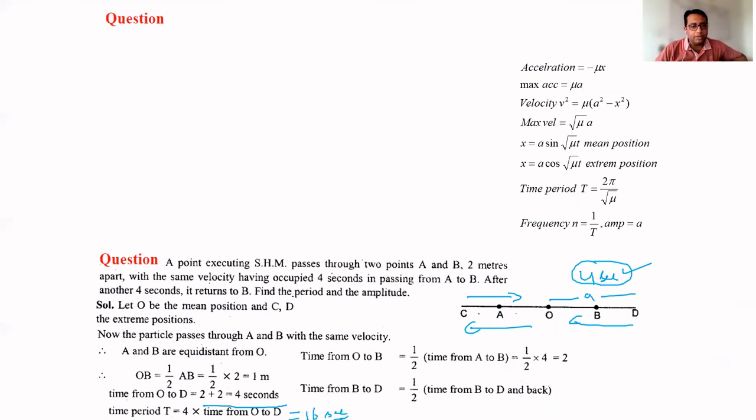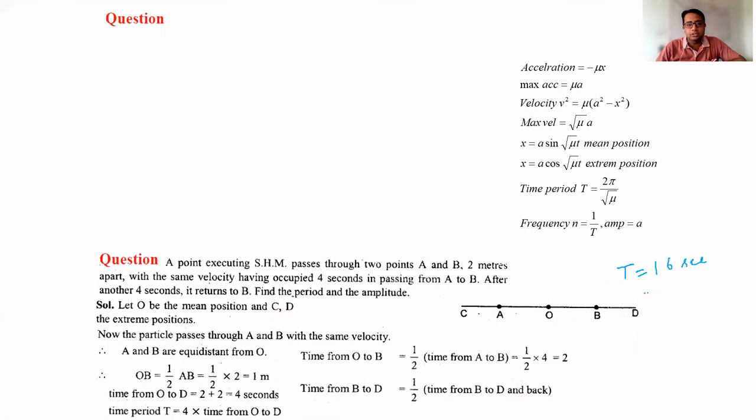Now the amplitude is remaining. Find the period and the amplitude. Now let us see how the amplitude is to be calculated. So we have got the value of the time period, 16 seconds. So 2 pi by root mu is equal to 16 seconds. So that means our root mu is pi by 8. This is the value of mu. And now we have to solve for the amplitude.